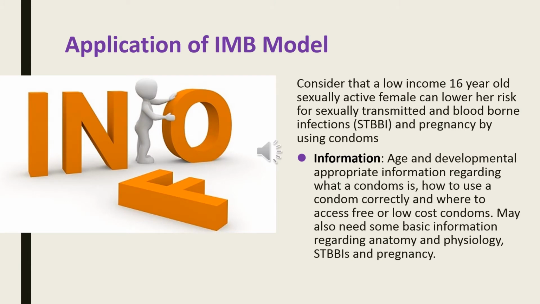Let's move on to application of the IMB model. Consider that a low-income 16-year-old sexually active female can lower her risk for STBBIs and pregnancy by using condoms. So what information would be required? Information that is age and developmentally appropriate regarding what a condom is, how to use a condom correctly, and where to access free or low-cost condoms. And the person may also need some basic information regarding anatomy and physiology, STBBIs, and pregnancy.